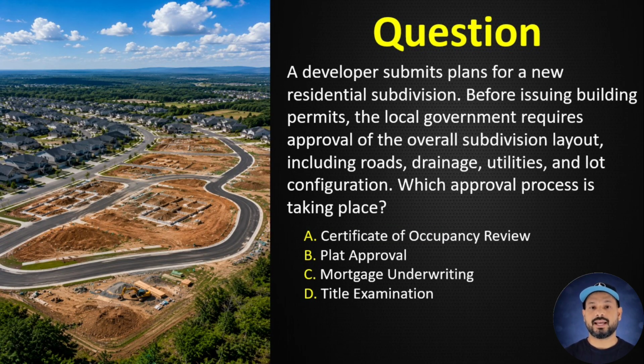Question number 38. A developer submits plans for a new residential subdivision. Before issuing building permits, the local government requires approval of the overall subdivision layout, including roads, drainage, utilities, and lot configuration. Which approval process is taking place? A. Certificate of occupancy review. B. Plat approval. C. Mortgage underwriting. D. Title examination. Correct answer B. Plat approval.